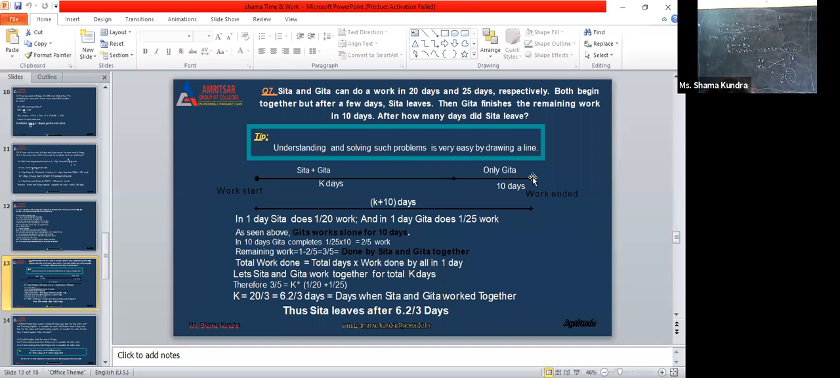Now let's see how to solve these sums. What do we know for time and work? We must find the 1 day work and we just invert. Sita completes the entire work in 20 days. So in 1 day, how much work does Sita complete? Just invert: 1 by 20 amount of work in 1 day. Geeta completes the entire work in 25 days. So in 1 day, how much work is done by Geeta? Just invert, 1 by 25. So 1 by 25 amount of work is done by Geeta in 1 day.